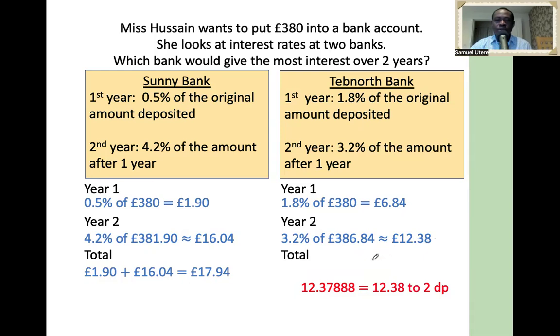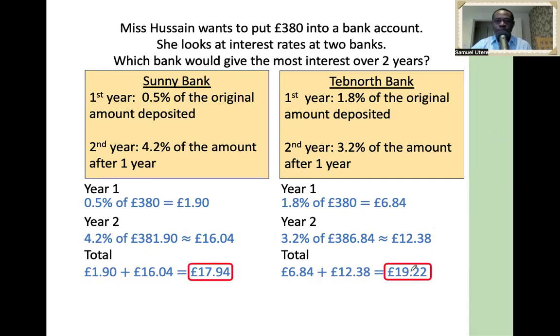Now, what's the total interest? Before we do that, remember, we have decimal places, quite a number of them, but we need to round to 2 decimal places, for money. And that should give you 12.38. So the total interest she earned will be £6.84 plus £12.38. So to answer the question, remember we were asked which bank would give the most interest over 2 years. You can see that amount is higher, so it's Tebnorth Bank.